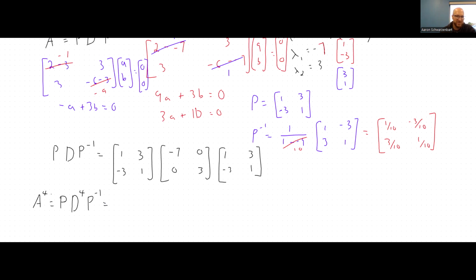So first thing I'm going to do is show you the D to the fourth part, because I don't feel like writing it. So D to the fourth just ends up being this. -7 to the fourth, 3 to the fourth. The zeros, 0 to the fourth doesn't matter. 3 to the fourth is 81. 7 to the fourth is in the thousands.